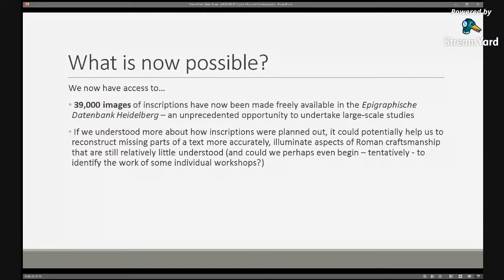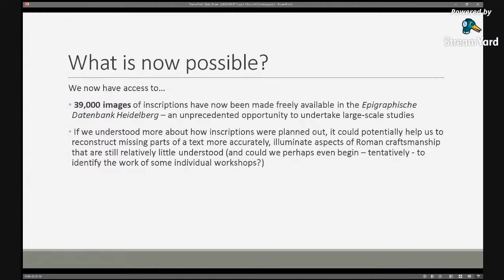We wanted to do that because we thought that if we understood a bit more about how inscriptions were planned out, it could help us when we came across fragmentary texts. We might be able to produce more accurate reconstructions if we understood a little bit more about the planning processes, and particularly about that line spacing issue.